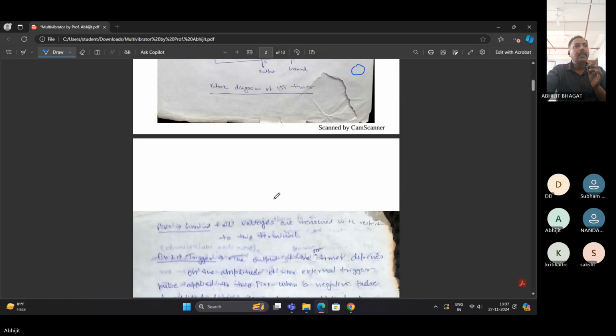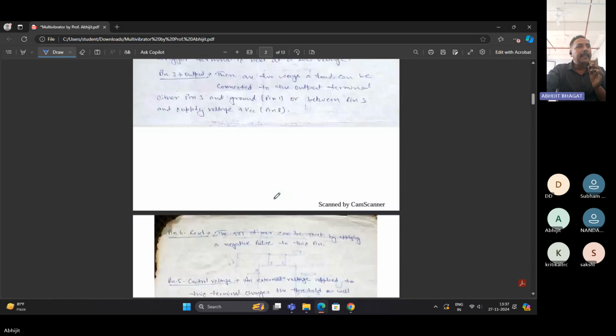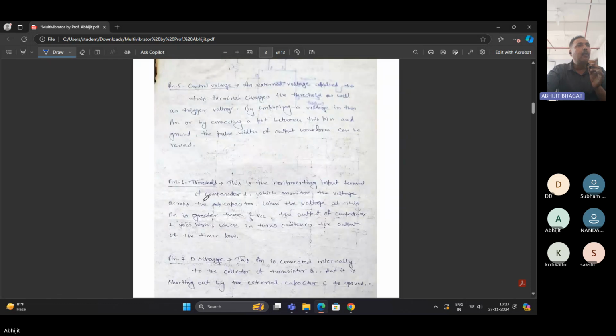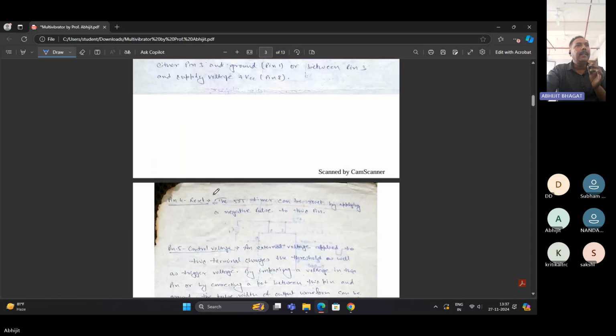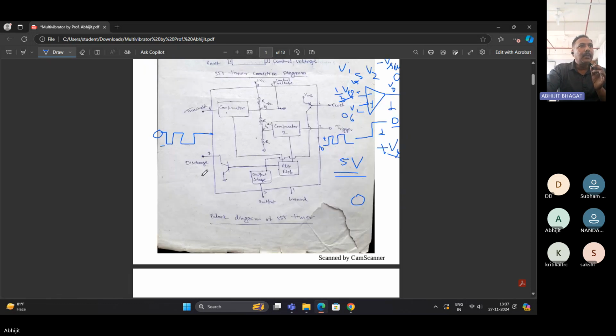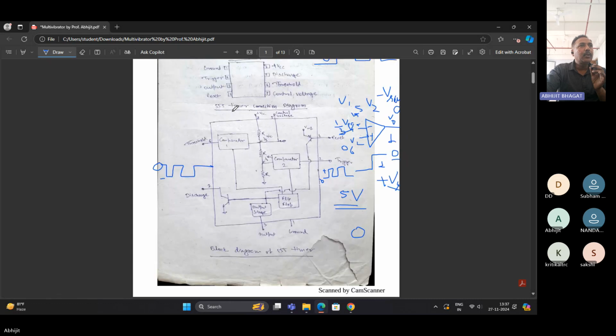चलो ठीक है. अब कंट्रोल वोल्टेज गया, इसके बाद क्या है देखो, थ्रेशोल्ड वोल्टेज. थ्रेशोल्ड जो है, this is the input of comparator 1. You can see pin number 6 is the threshold voltage, and this is one of the input pins of comparator 1.